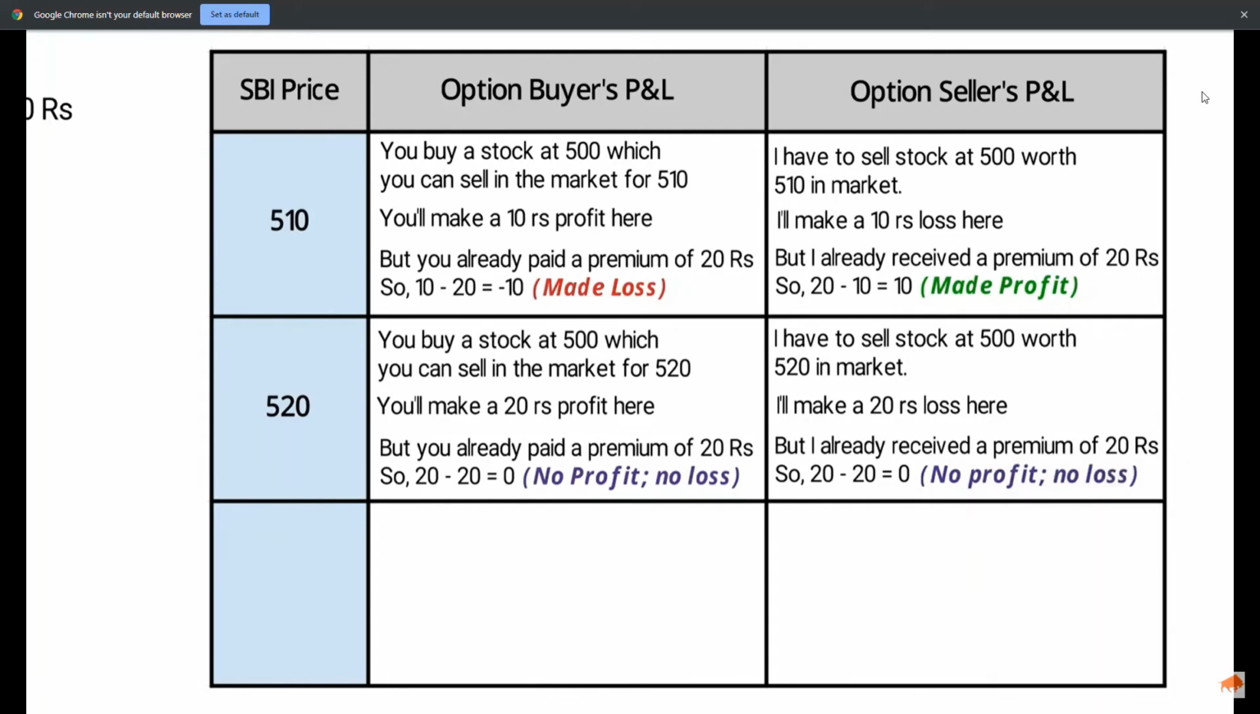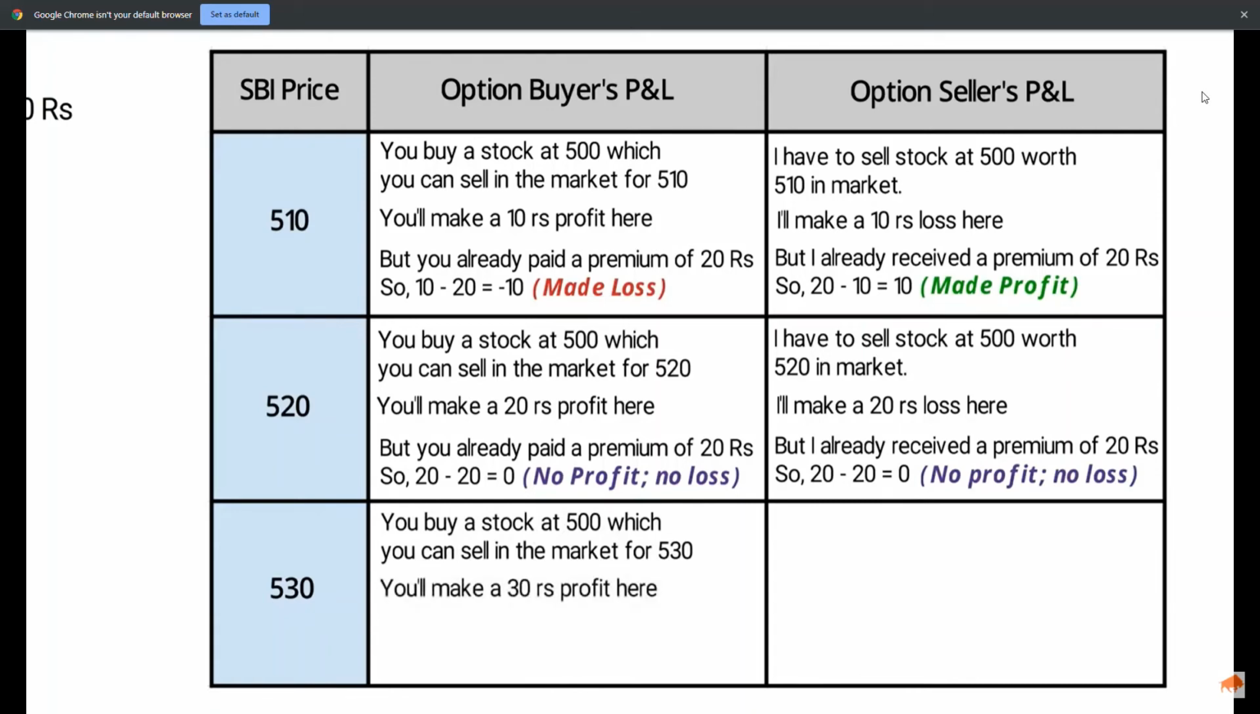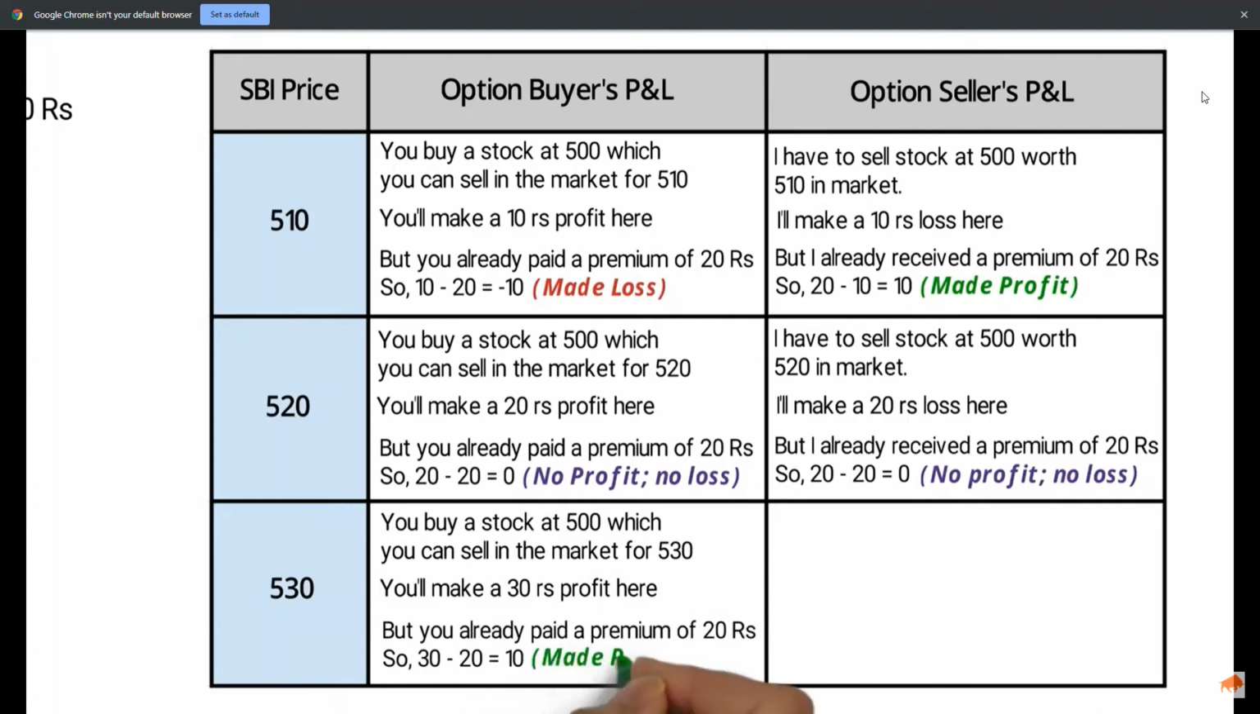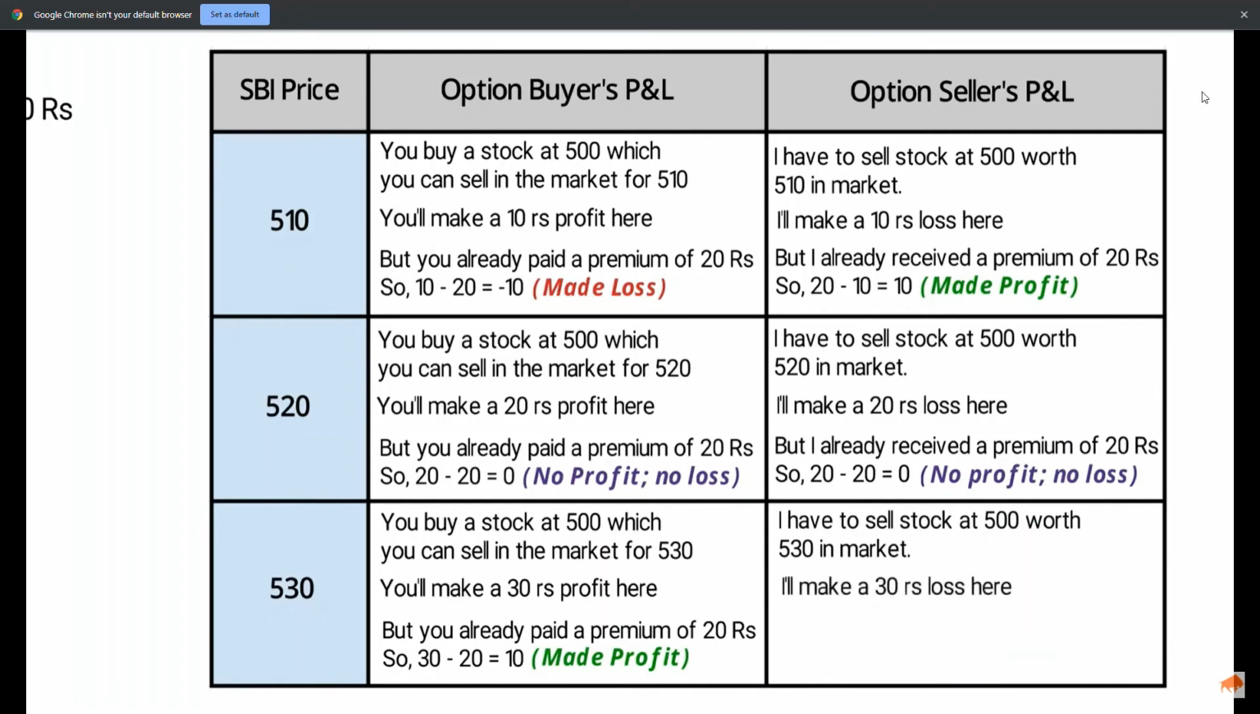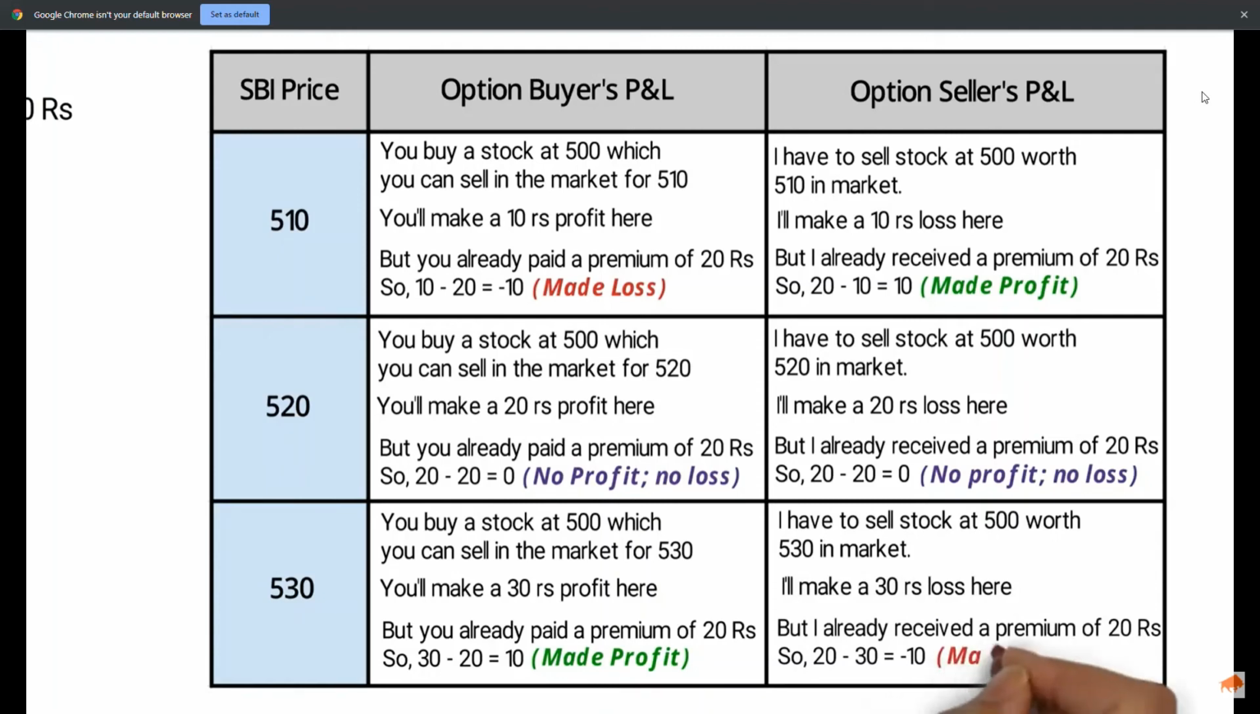If SBI is trading at 530 next month, you will buy a stock at 500, which you can sell in the market for 530. You will make a 30 rupees profit here, but you've already paid a premium of 20 rupees, which makes your net profit 10 rupees. As an option seller, I have to sell a stock at 500, which is worth 530 in the market. I'll make a loss here, but since I have received a premium of 20 rupees, I'll make a net loss of 10 rupees here.